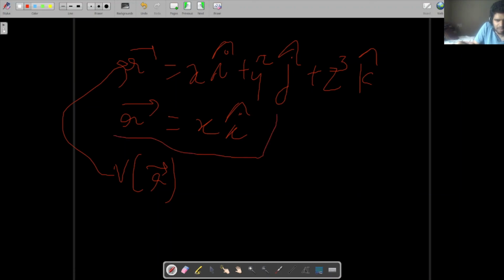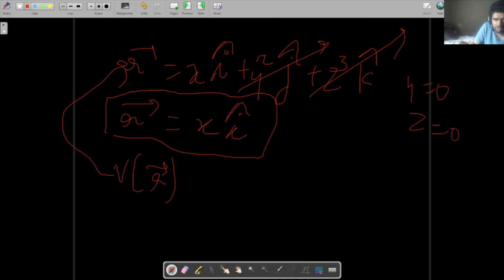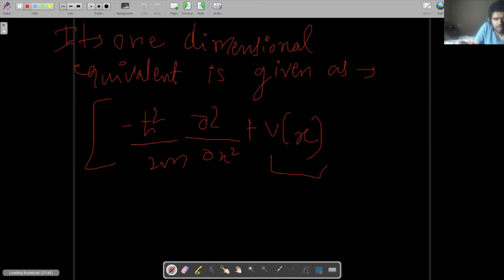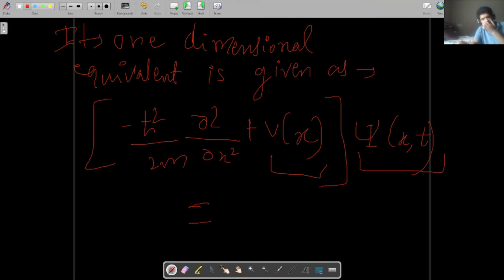But when we restrict it to one dimension, this term becomes 0 and this term becomes 0, because in one dimension y equals 0 and z equals 0, as the motion is only along the x direction. So ultimately V of r will become V of x. So that's why it has now become V of x. And as it has become V of x, now here will be psi of x comma t equal to, this will not change, this will not change, this has also changed.